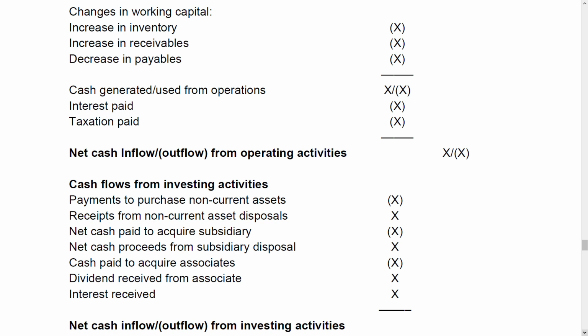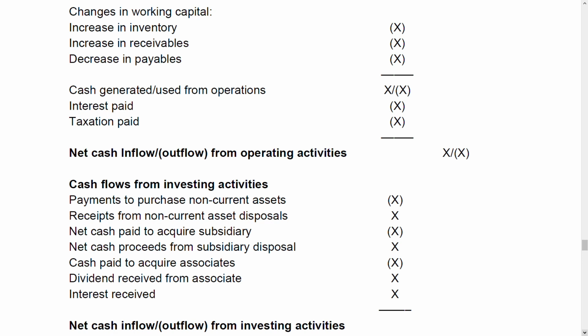Then the term that is known as cash generated from operation. Please do not get confused between these two things. One is known as cash generated from operation. The other one is known as net cash inflow or outflow from operating activity, which is in bold. If the question asks cash generated from operation, do not deduct your interest and tax. But if the question asks cash inflow from operating activity, then deduct interest and tax.